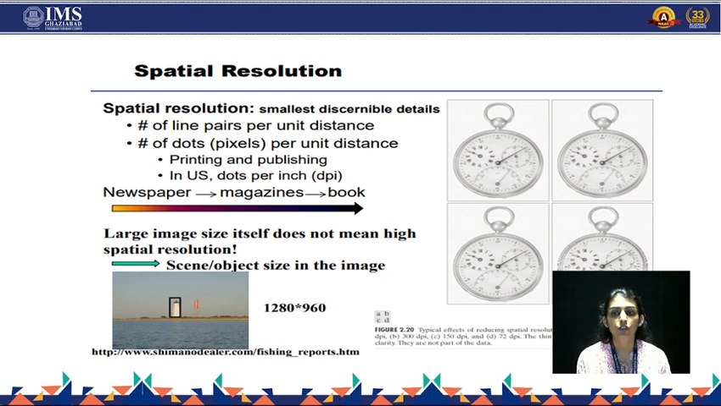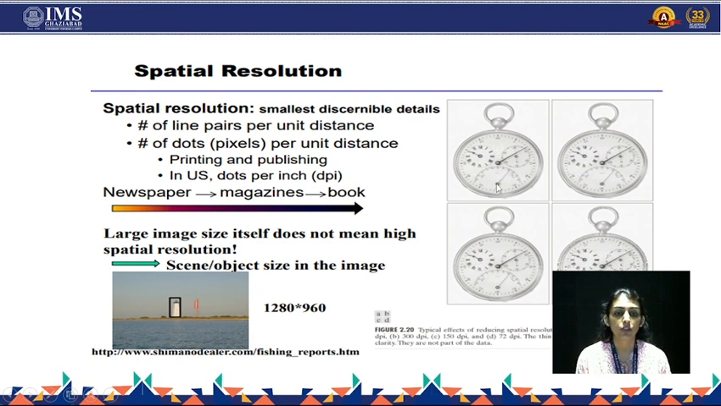The spatial resolution doesn't mean that if the image is large, then it will have a high spatial resolution. No, it depends upon how many pixels there are per unit area. Now we can see on the right hand side there are images of 4 watches, and all the images are of the same size, the dimensions are the same, but the resolution is different.